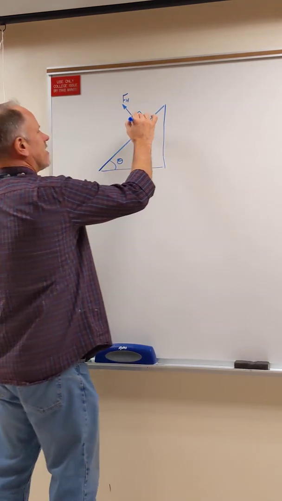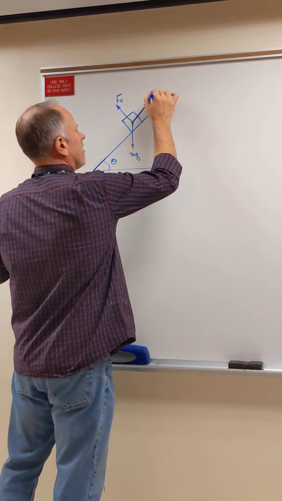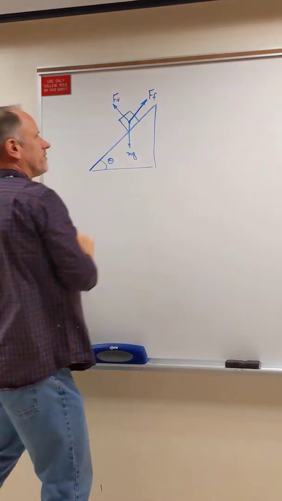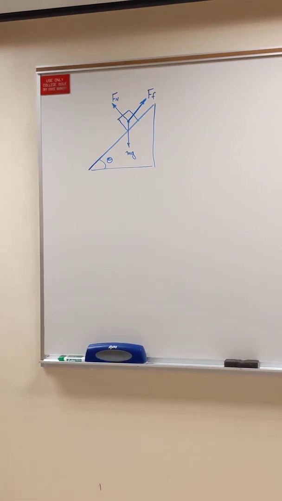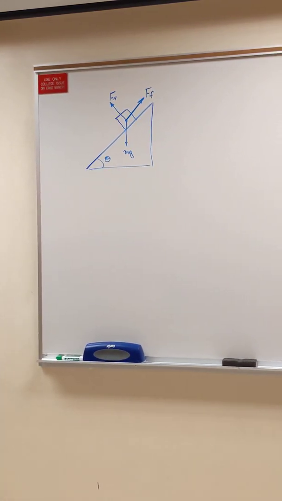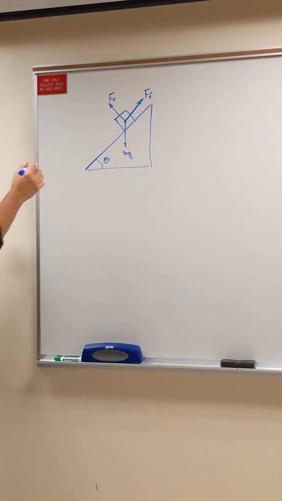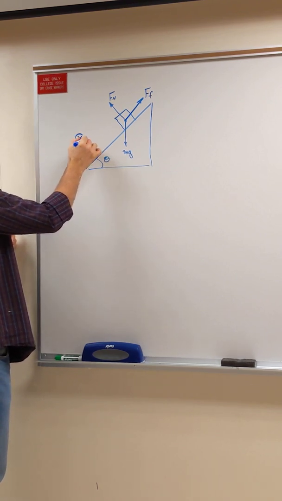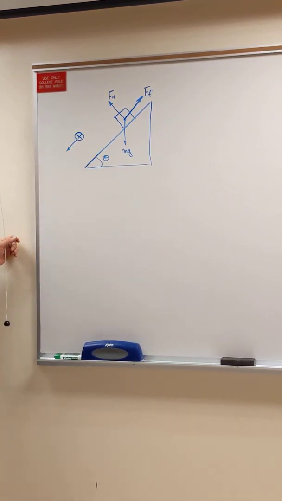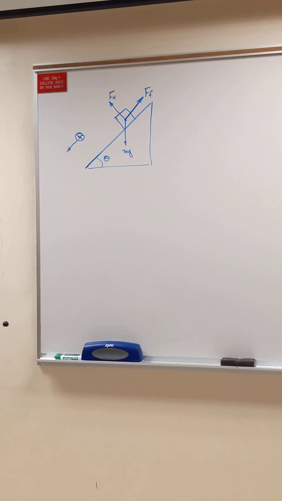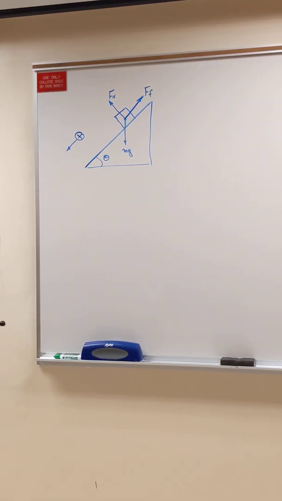Force of friction. That's supposed to be parallel to the ramp, by the way. All right, so those are the three main forces acting on the system. If I define positive as the direction of presumed motion, which seems reasonable that the box would go down the ramp, let's define positive as down the ramp.